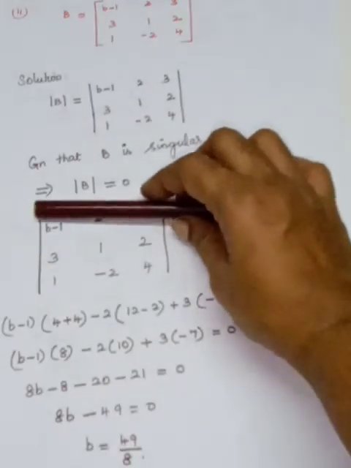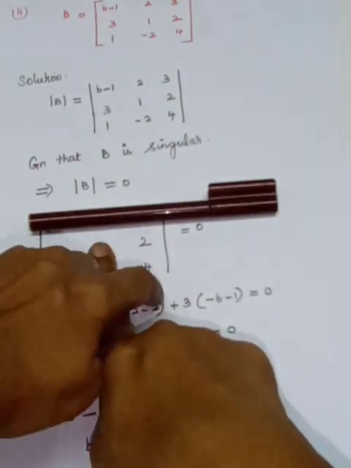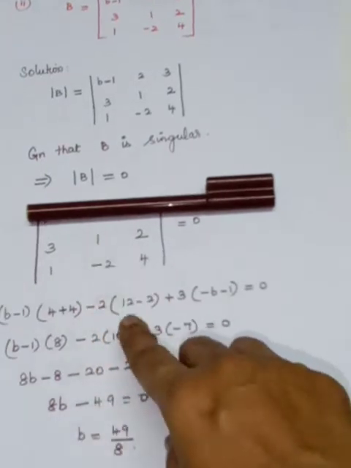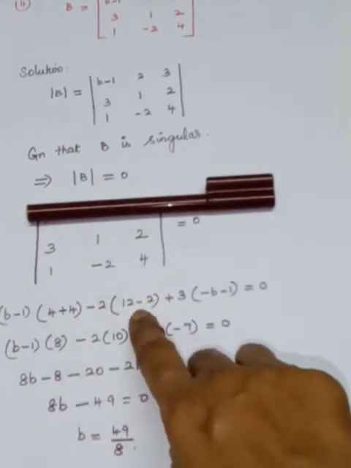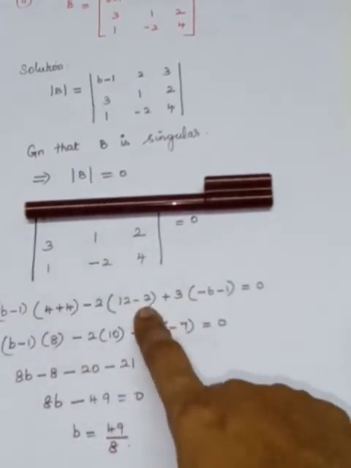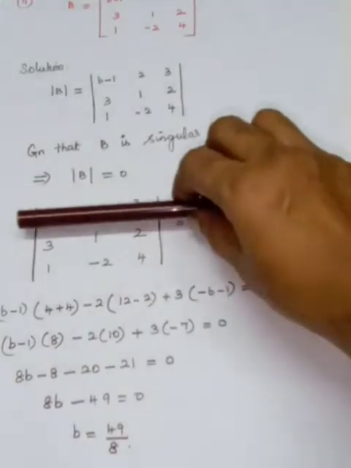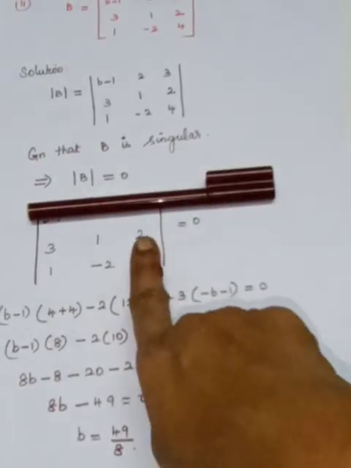Okay, delete the first row and the second column. 3 into 4, that is 12. So 12 is written. In between you have to write minus. Next one, 1 into 2, that is 2. So you have to go to the third element, plus 3.